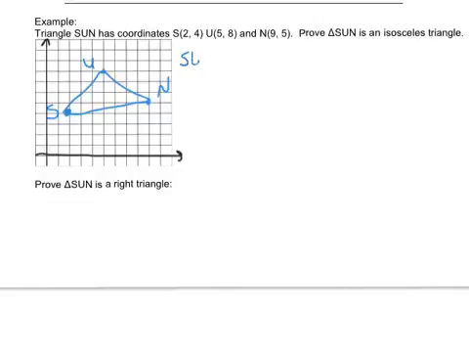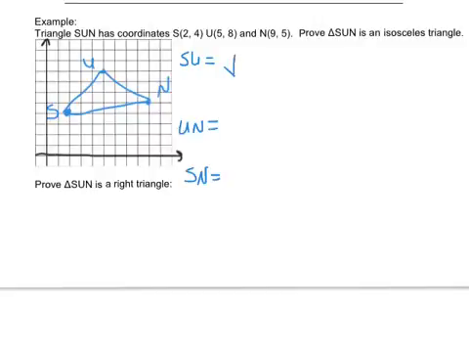So I'm going to find the length of SU, and then the length of UN, and then the length of SN. I'm going to use the distance formula, and we don't necessarily have to reduce it all the way down. All we have to do is enough work to show that two sides are the same value.